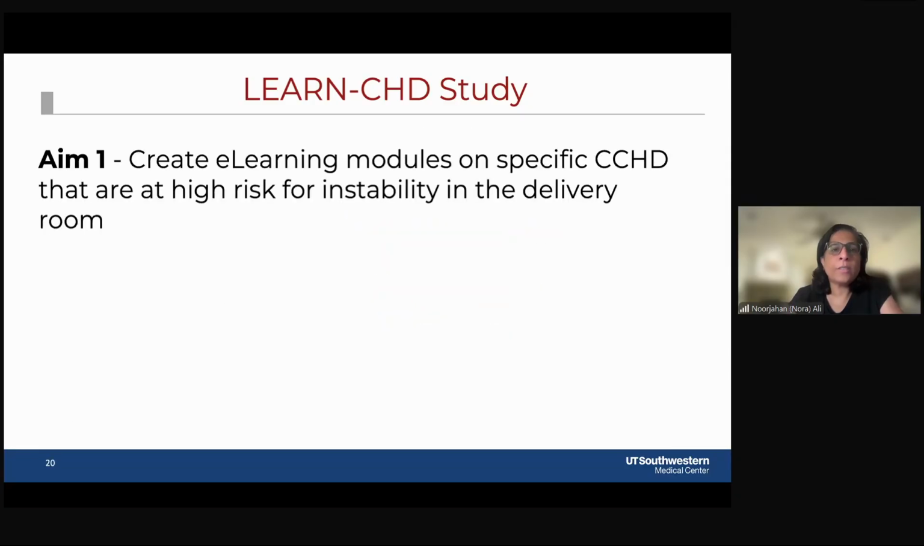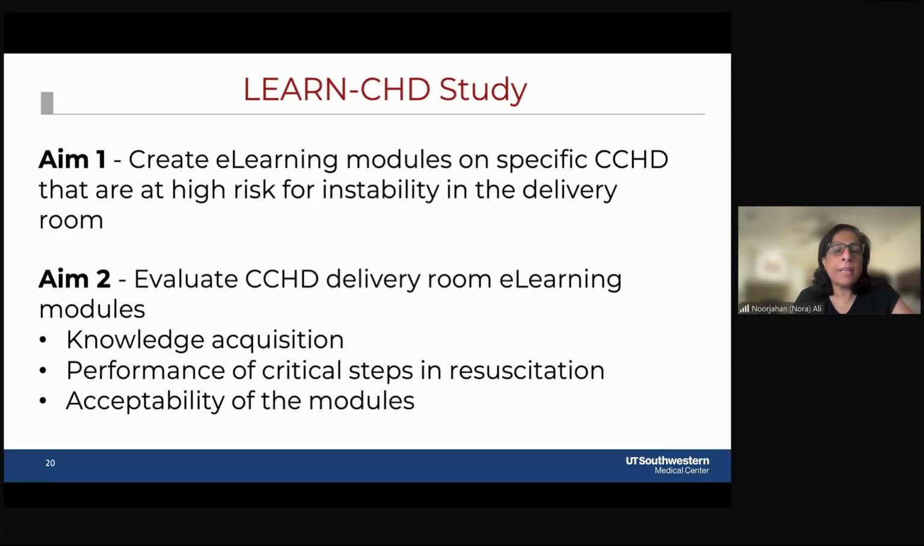What we did was create these e-learning modules. We wanted them to be specific to the lesions that are at high risk for instability. We also wanted to make sure that these modules were concise and to the point. And we wanted to make sure that it wasn't just for the physician in the room or just the nurse.